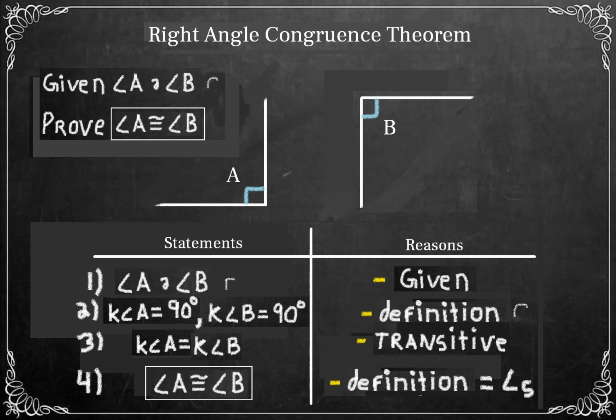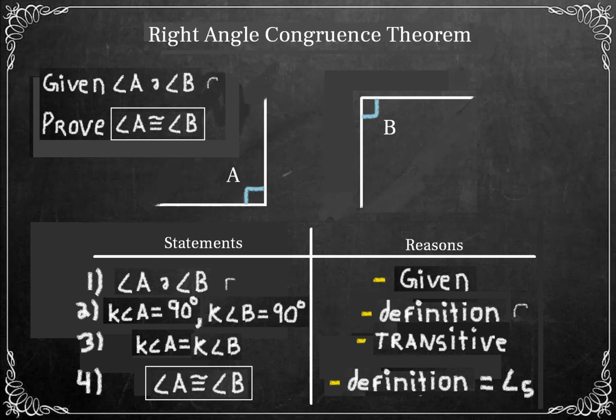Well, all right. The activity to prove operations that we took for granted continues. We want to prove the right angle congruence theorem. Suppose we are given angle A and angle B are right angles. Prove angle A is congruent with angle B.